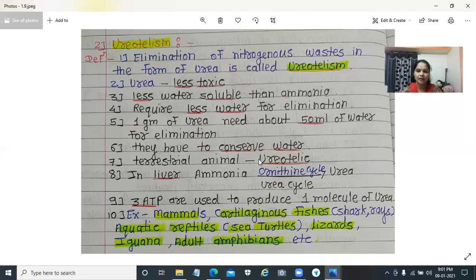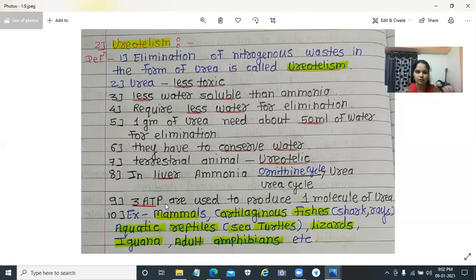And this urea is formed in the liver, where ammonia gets converted into urea. Ammonia is a highly toxic substance. Urea is a less toxic substance. So ammonia gets converted into urea in the urea cycle, or the ornithine cycle, in the liver. It requires about 3 ATP to produce 1 molecule of urea, which means a lesser amount of energy is used.